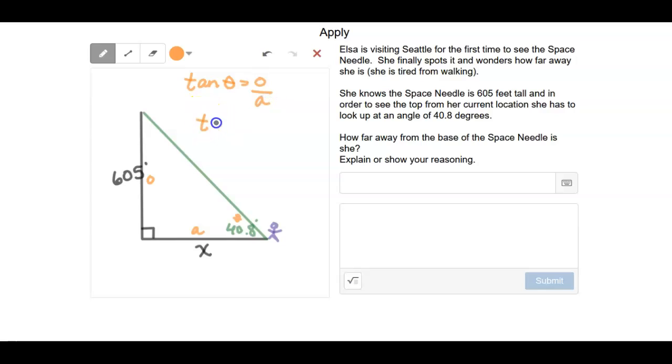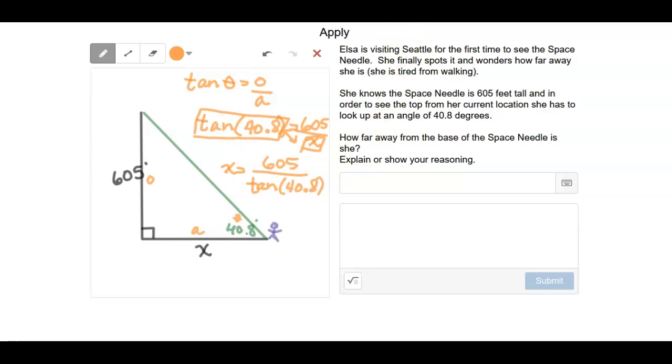And so now we're just going to start substituting in. So tangent of 40.8 is equal to 605 divided by x. So remember, when we have x in the denominator, that's when we switch these two pieces. So tangent and the 40.8, those cannot get traded out. They can't get split apart. So we're just going to take these two pieces and switch them. So x is equal to 605 divided by the tangent of 40.8.